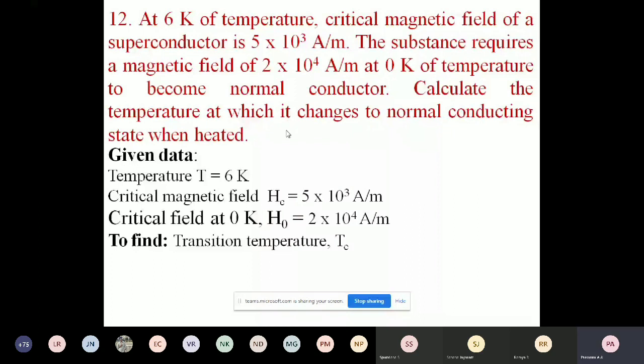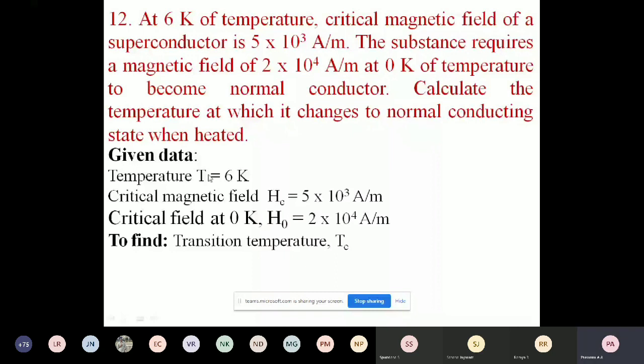What does it mean? Calculate the temperature at which it changes to normal conducting state, means it is the temperature called critical temperature or transition temperature. It is not directly asked in terms of the critical temperature or transition temperature. Instead, the definition is given in this problem. So it is a small trick used in this problem. You just have to understand that it is the transition temperature or the critical temperature.